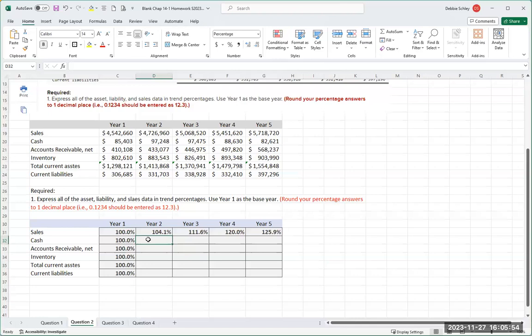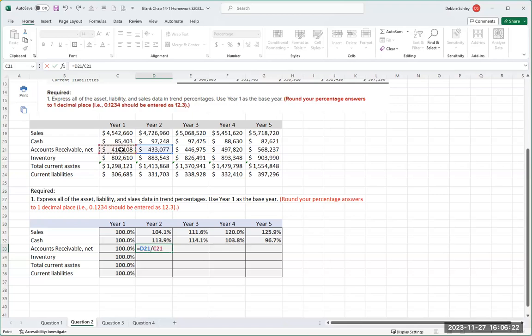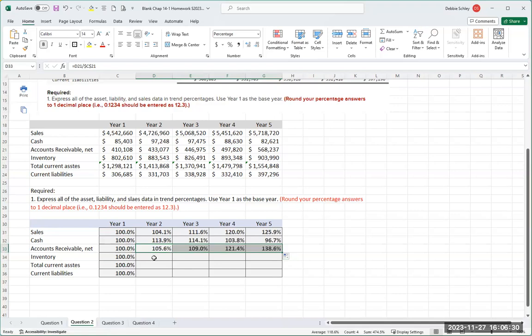So for cash, it's going to equal year two cash divided by year one cash. And I'm going to anchor that cell so I can drag the formula and make Excel do the work for me. So as long as I haven't made any typos up here, I will be coming up with correct information here. So again, equals year two accounts receivable divided by year one accounts receivable. Anchor that cell. And these are the percentages that you fill into your McGraw-Hill work.